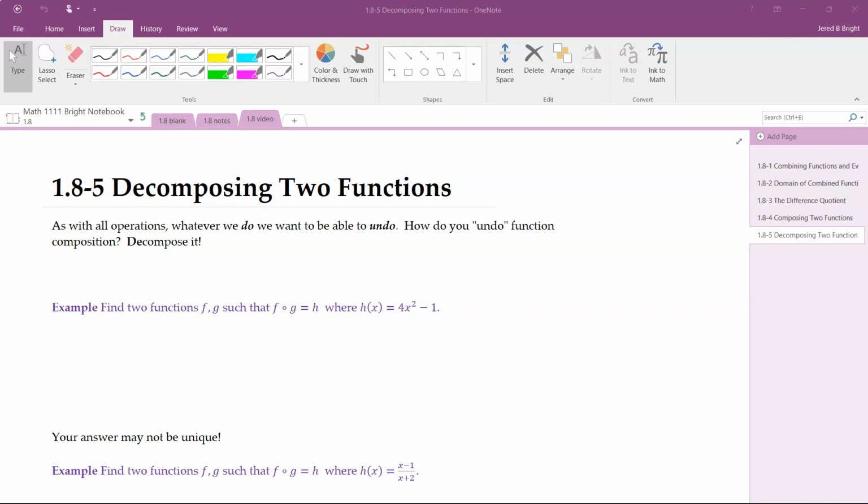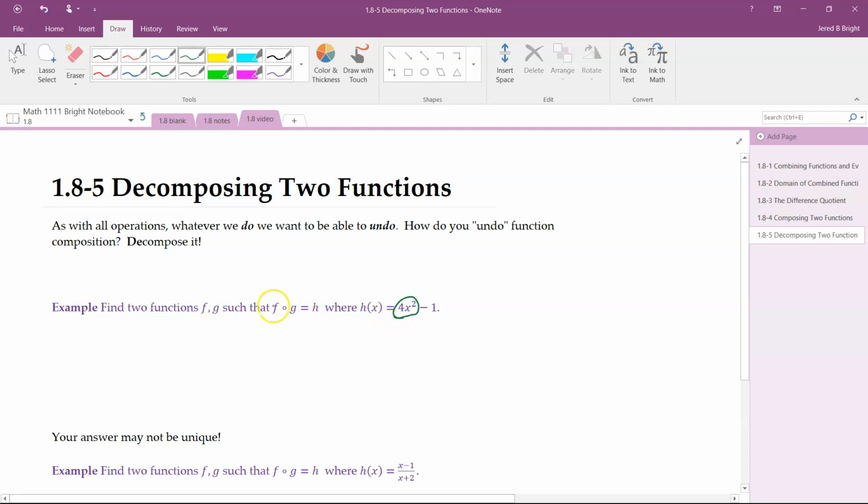So here we have an example. We want to find two functions, f and g, such that when we compose them, we get h. Now, the only way to undo this is to really guess and check. So this can be either your best friend or your worst nightmare.